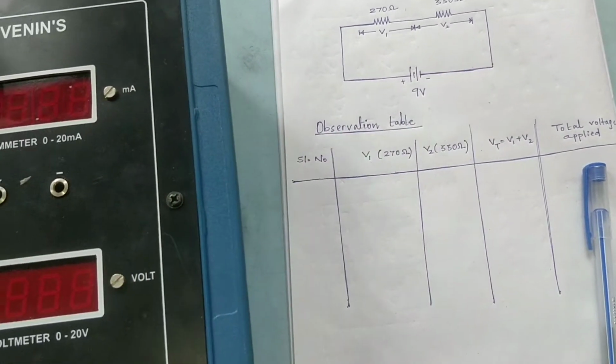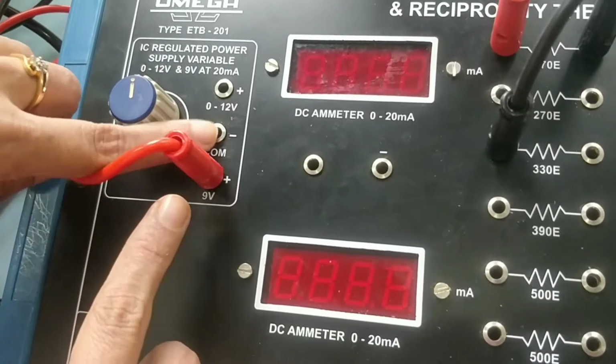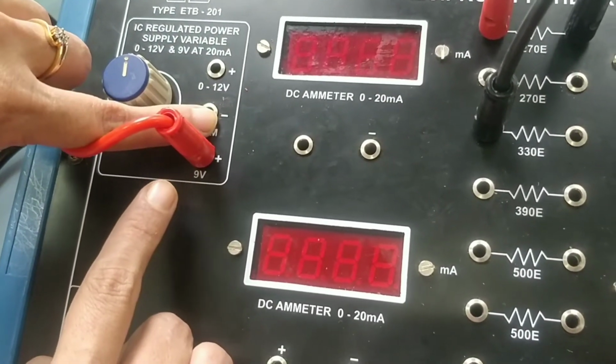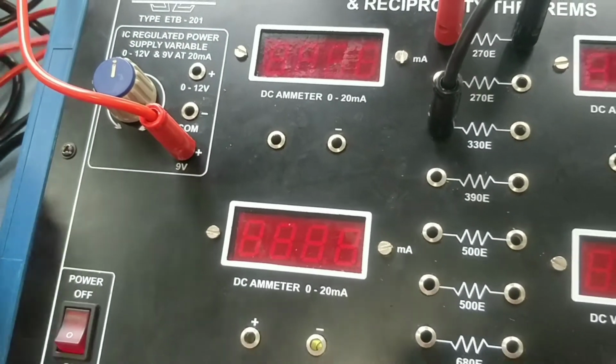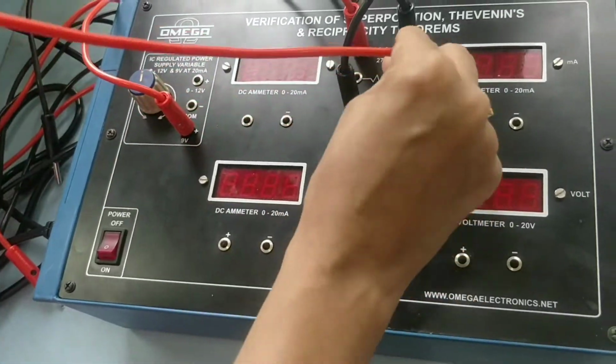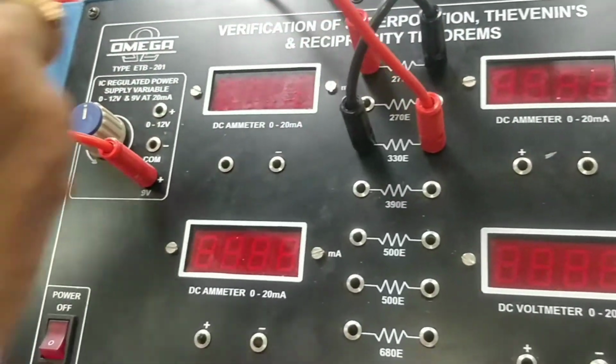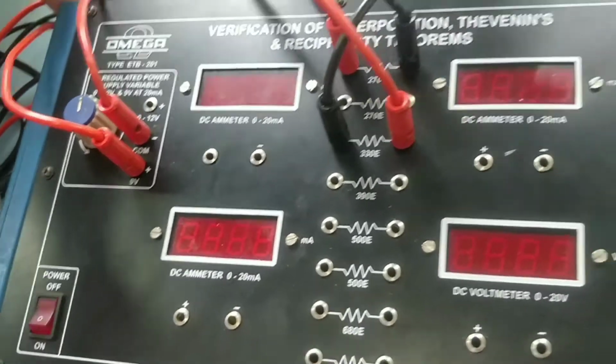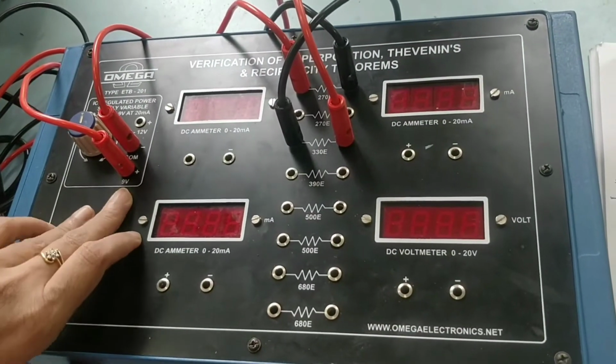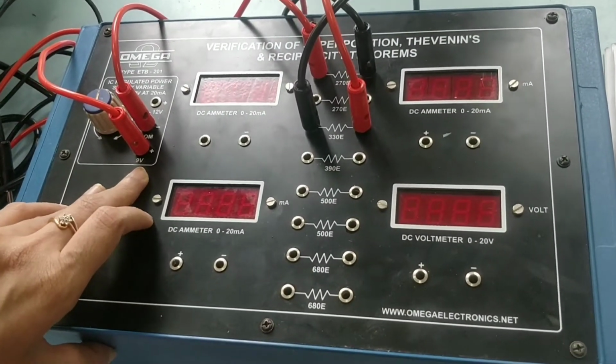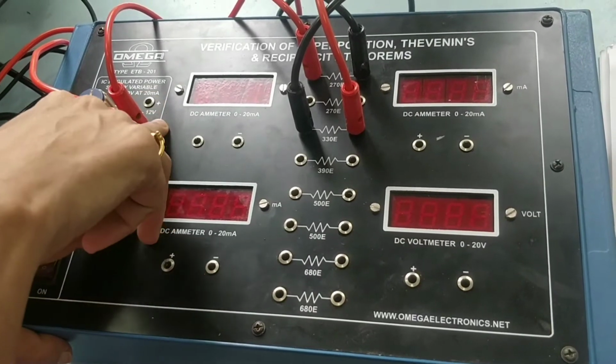The other end of the 330 ohm is connected to the negative terminal of the 9 volt supply. Here we have the negative terminal as the common end. You can see the negative sign here, and I will connect the other end of the 330 ohm here. We know that this is the constant 9 volt supply, so we need not measure this voltage.